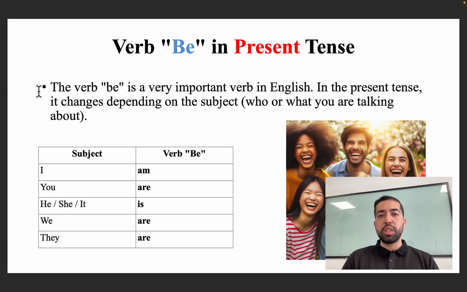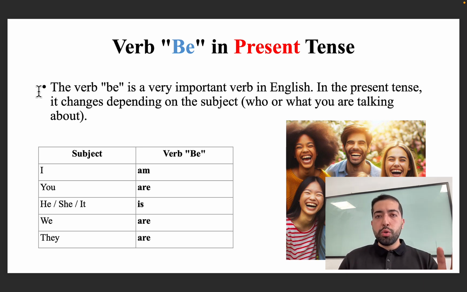Let's move forward to see what is the verb be in the present tense. The verb be is a very simple yet very important concept that you should know when you are learning English as a new language for yourself. In the present tense, the verb to be is am, is, and are. So for I, we use am. You know what is I? We talked about it previously in the subject pronouns section.